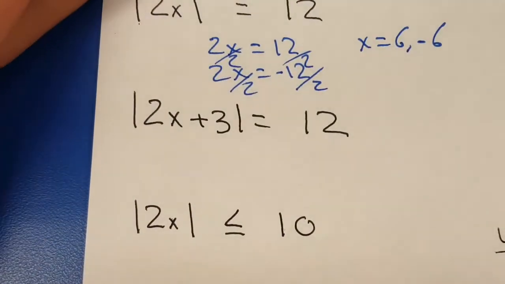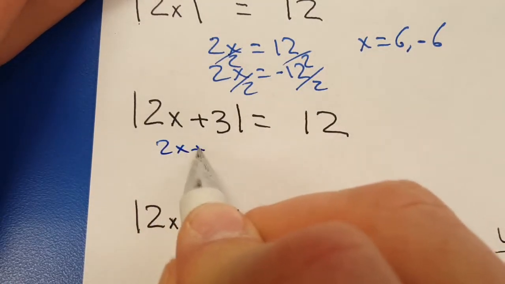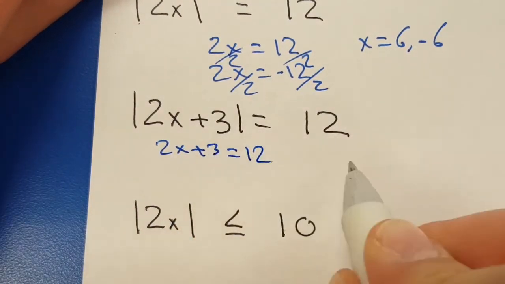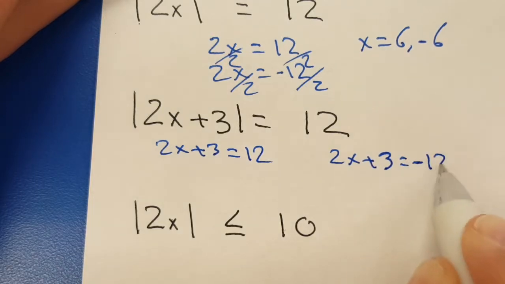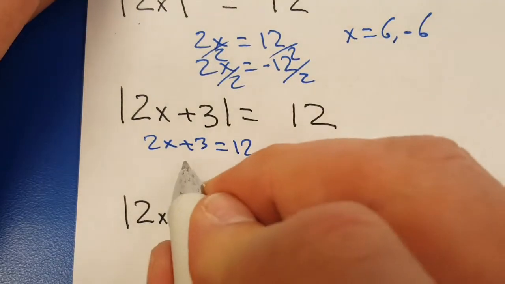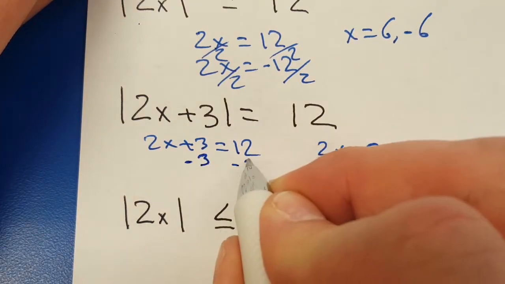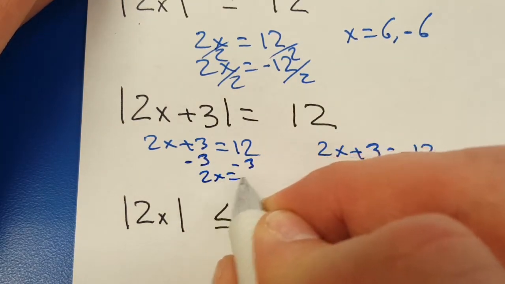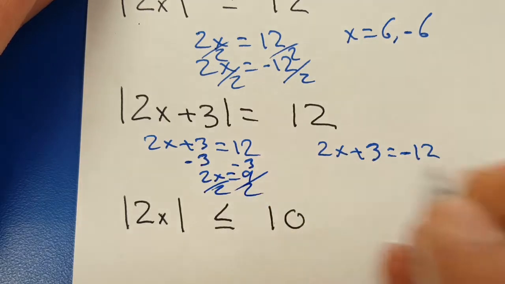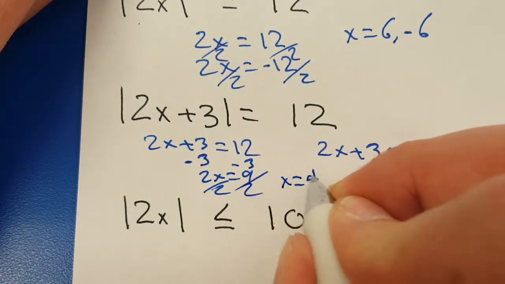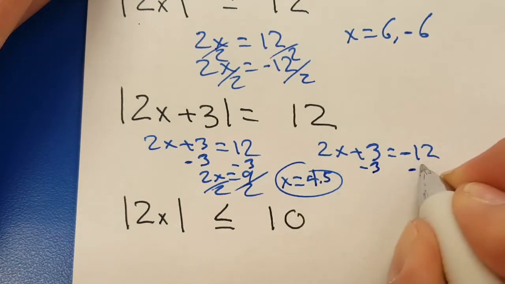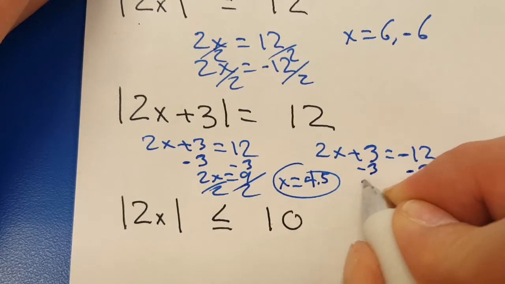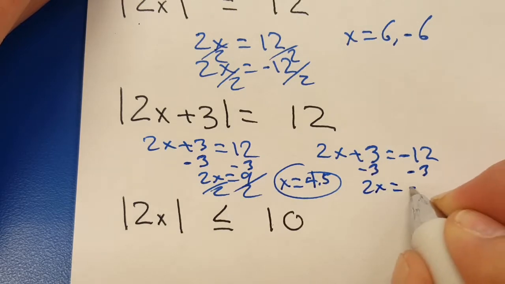All right, here we go. So what do we need to do? Well, we need to go 2x plus 3 equals 12, and we need to do 2x plus 3 equals negative 12. All right, here we go. One step at a time. Minus 3, 2x equals 9. Divide by 2, divide by 2. Looks like x equals 4.5. That's one of my answers. The nice thing about these equations is you're going to be solving the exact same one. You're just going to get different numbers.